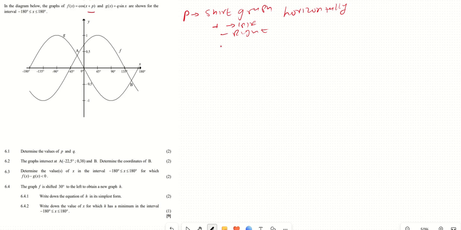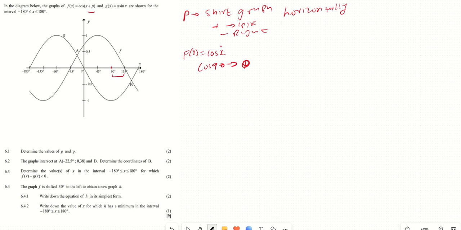Now let's check. Let's just find one value, then see what's happening. This is already a shifted graph, so let's focus on the original one. Let's say f of x was cos x before it shifts. Then let's find one angle. Let's say we're going to use 90. So cos 90 equals 0. Let's find the closest 0 to 90. The closest 0 to 90 is 135.